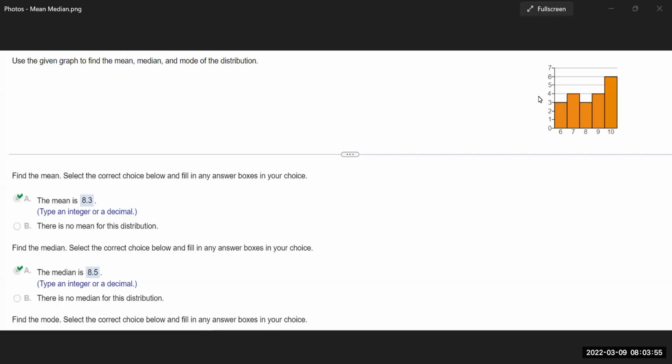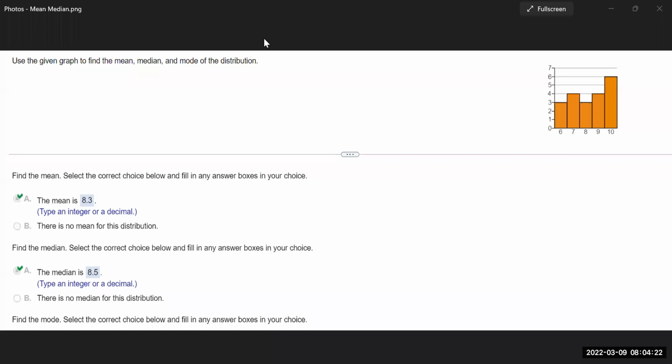Okay, so we have this distribution, right? So we want to use this graph to find the mean, median, and mode. But I will just focus on the mean, median, and mode. Okay. Now, how do you think you'll be able to find the mean given this distribution?